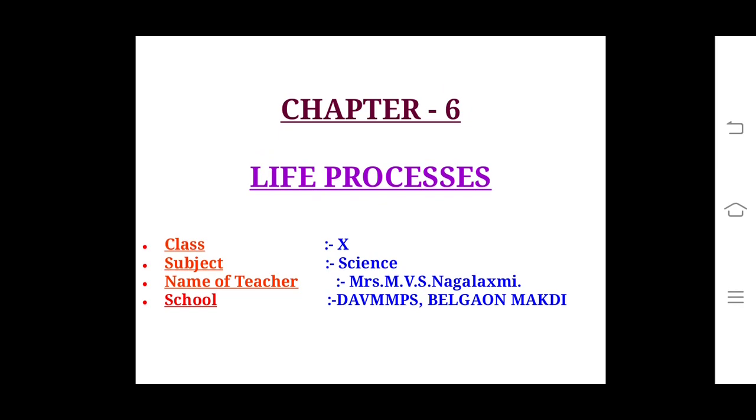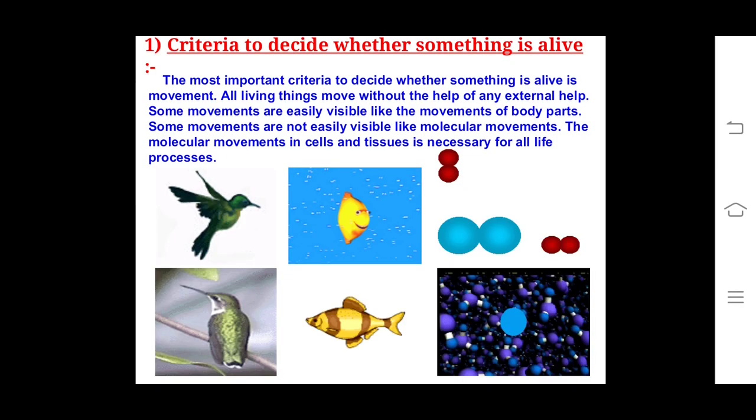So today we are going to start a lesson, Life Process, chapter 6 of class 10. In your lower classes, you have read about the differences between living things and non living things. This is a very easy question for most of you, and most of you got full marks in that.